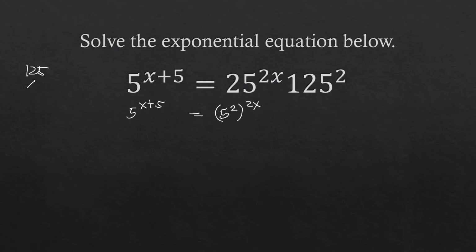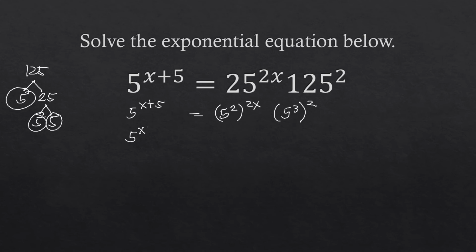125 is simply, if we try to break that down into 5 as one factor, this is 5 times 25. And we have 25 as 5 times 5. So there are 3 5s in 125. So again, we have 125 as 5 cubed. And then we still have a power here or exponent, which is 2. Simplifying that one, we have 5 to the power of x plus 5.